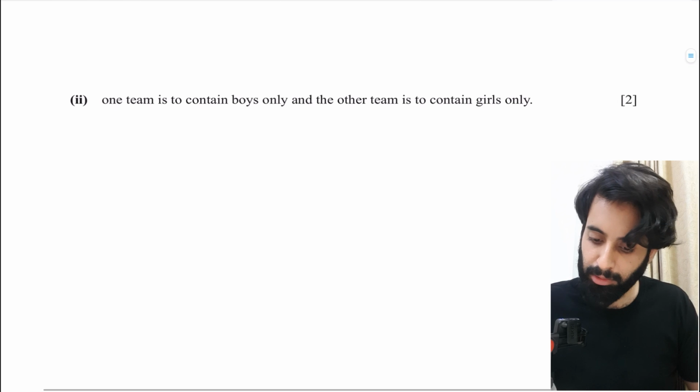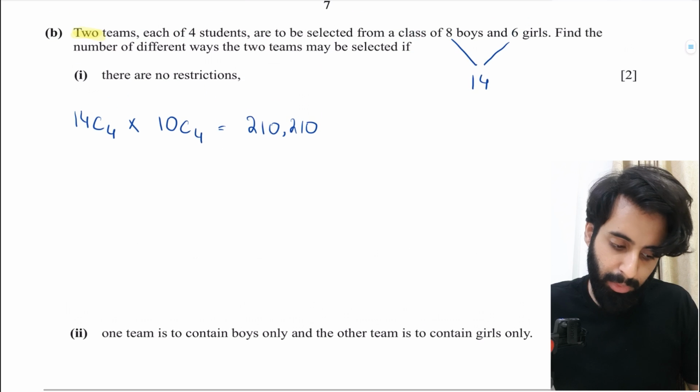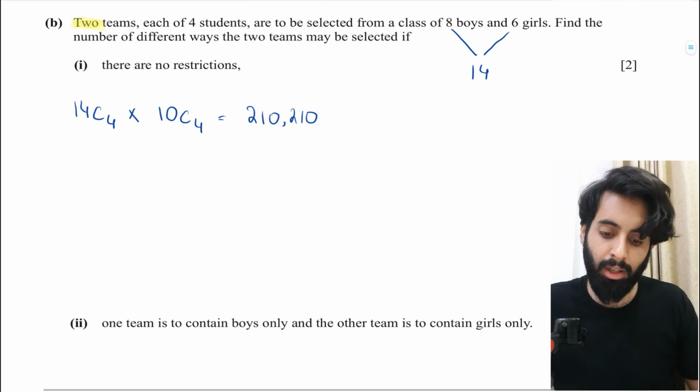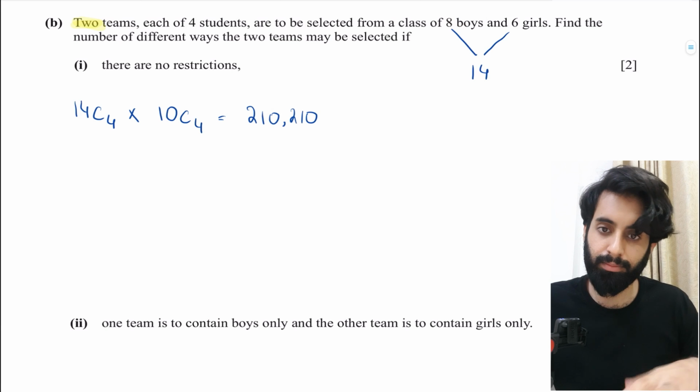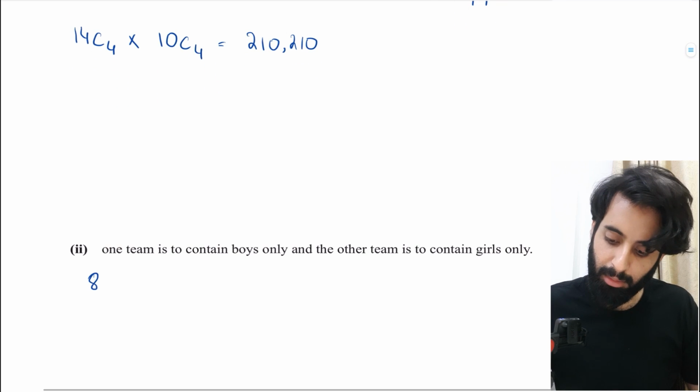Okay, now here's part 2. Part 2 says one team is to contain boys only and the other team is to contain girls only. Okay, so let's go back to the data that's provided to us. So you have 8 boys and 6 girls. So that means one team should have all 4 boys and the other team should have all 4 girls. So how many boys do we have? We have 8 boys. All right, in fact, let me just write this nicely.